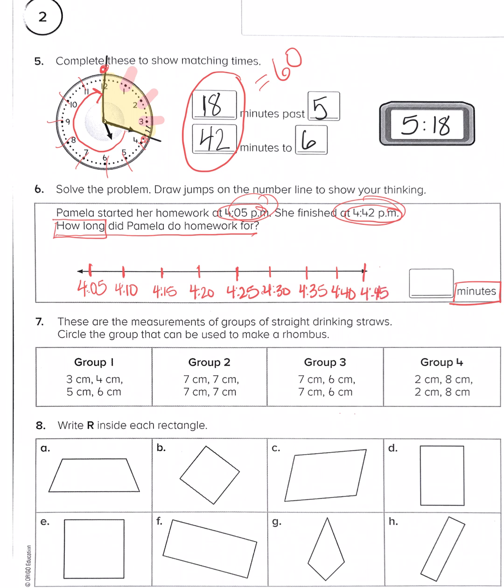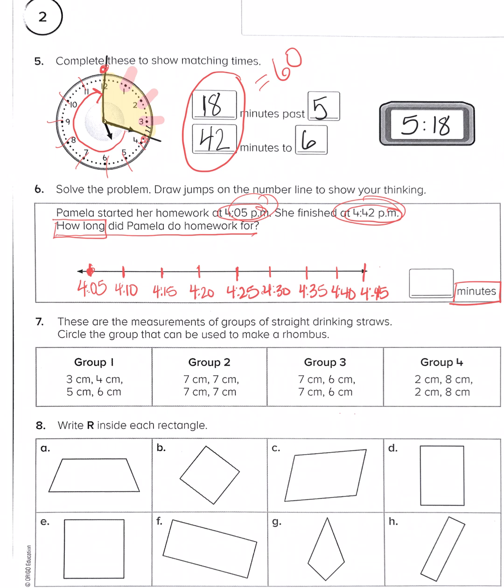Now, earlier in class, I messed this up, so I'm going to stop and double check to make sure I've counted by fives correctly. So we've got 4:05, 4:10, 4:15, 4:20, 4:25, 4:30, 4:35, 4:40, 4:45. I think I'm okay. So we know that Pamela started her homework at 4:05. So I'm going to make a dot there. And she ended at 4:42.